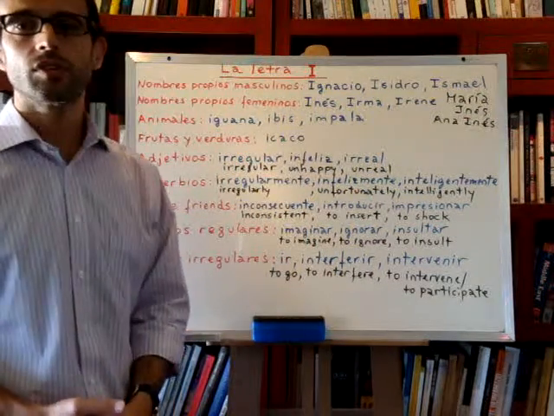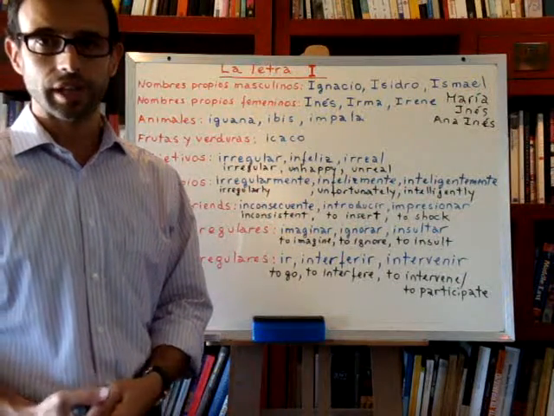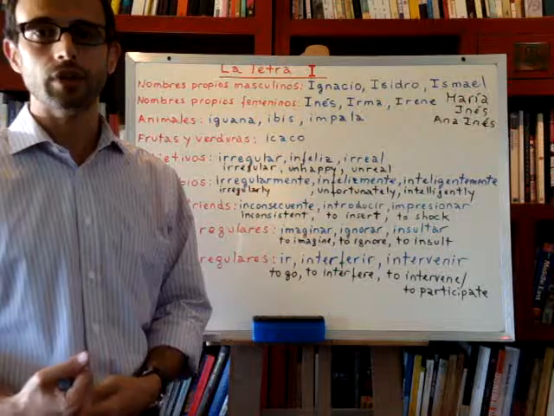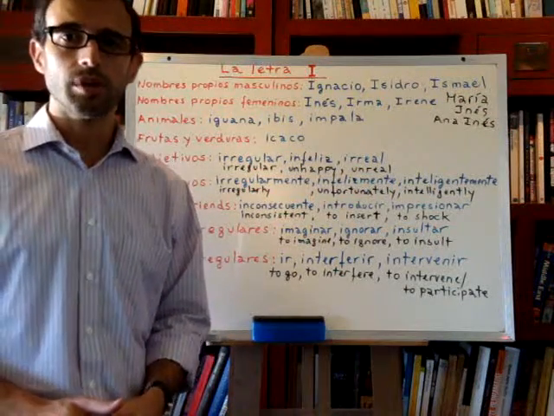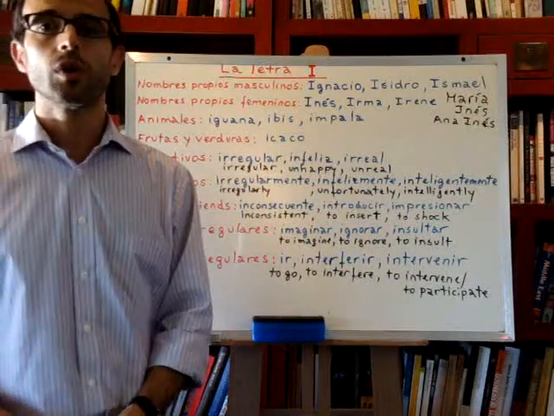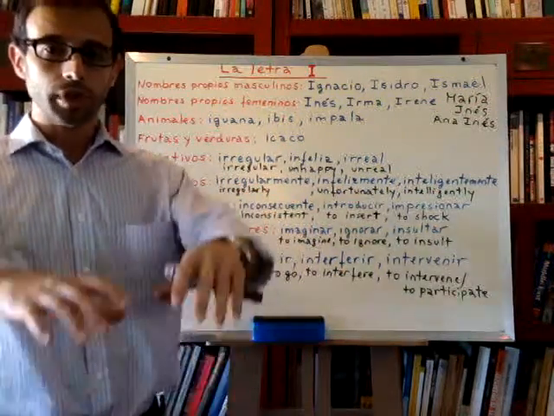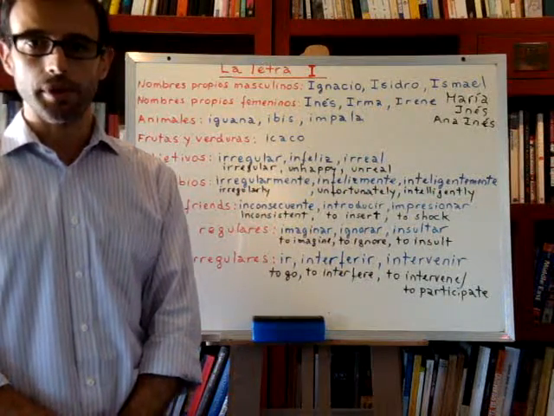Ibis es del reino de las aves. El ibis pertenece al reino de las aves. The ibis belongs to the kingdom of the birds. El ibis es un pájaro muy grande. The ibis is a very big bird.